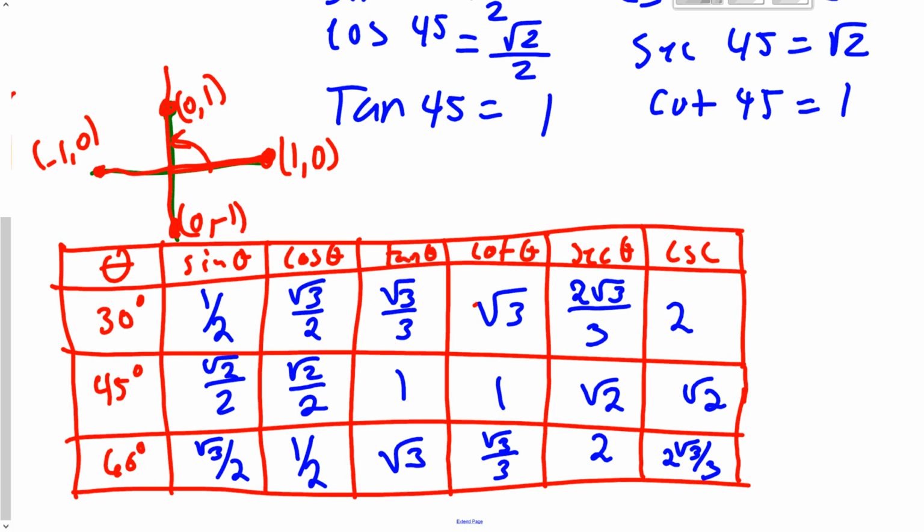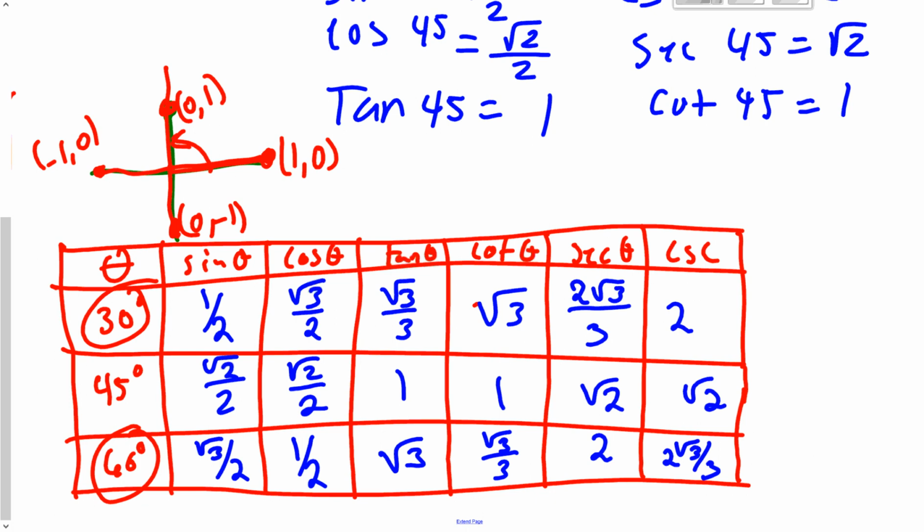So if you memorize those four, you don't have to memorize the whole thing. You can use cofunctions. If you know 30, you can use cofunctions to find your 60. And then 45 is pretty easy, because it's just root 2 over 2, or 1. And then the reciprocals are just 1 or root 2. So you don't have to really memorize it all.